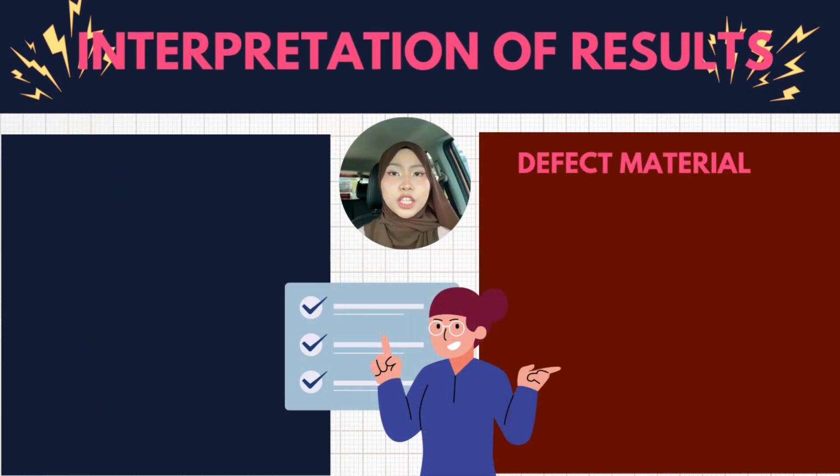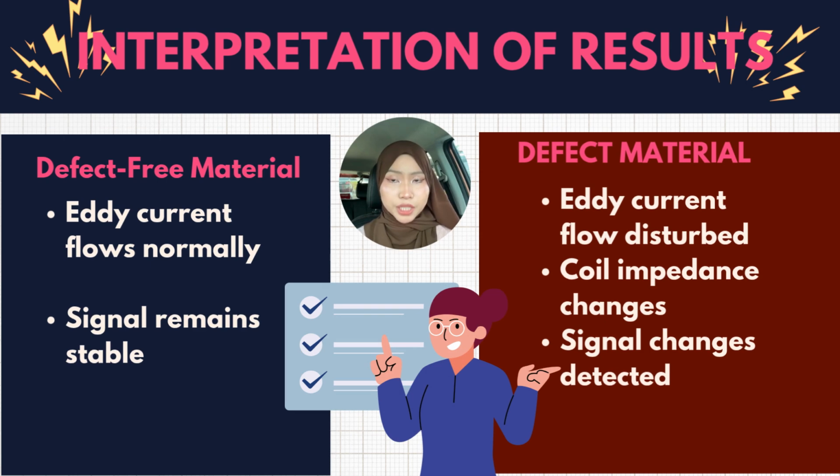After the inspection is complete, the result needs to be interpreted. For defect-free materials, the eddy current flows normally through the material and the signal displayed on the instrument remains stable. However, if there are defects such as a crack or discontinuity, the flow of eddy current is disturbed.